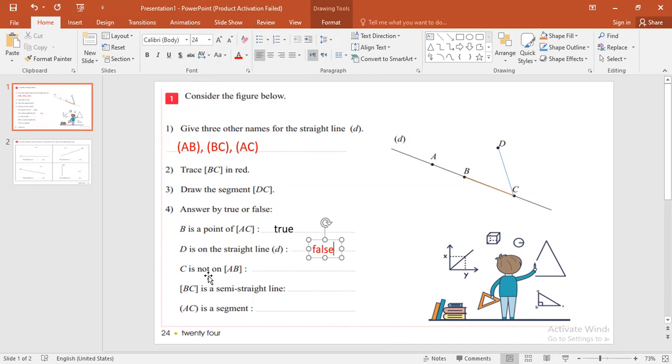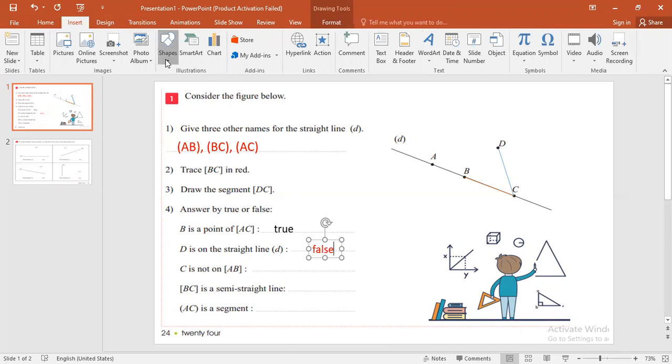Now C is not on the segment AB. Let's move from A to B. A to B. We don't pass through C, so it's true. C is not a point on AB.